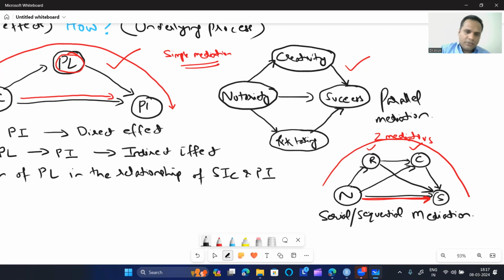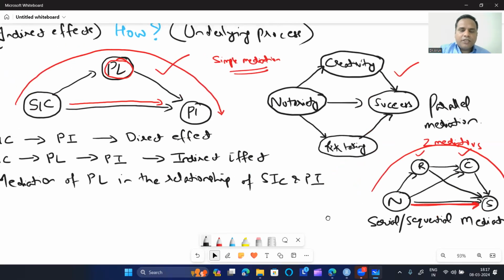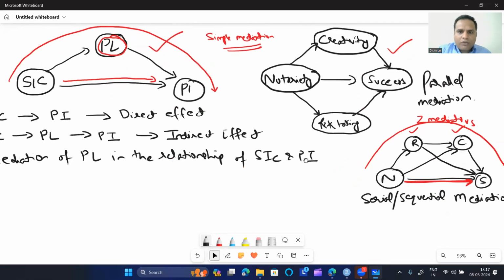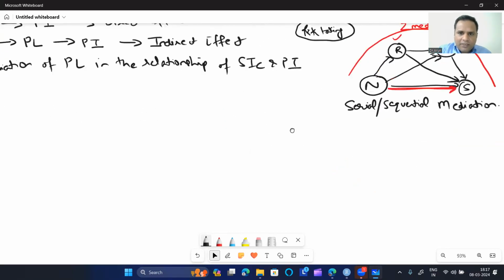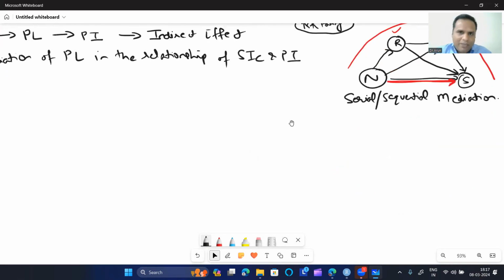Please note this. When I say mediation, either you will conceptualize a simple mediation, a sequential mediation, or a parallel mediation. Now, I was talking about Professor Hayes, his model, and the PROCESS macro. And by the way, if time permits, I will definitely conduct one workshop on mediation, moderation, and conditional process analysis.